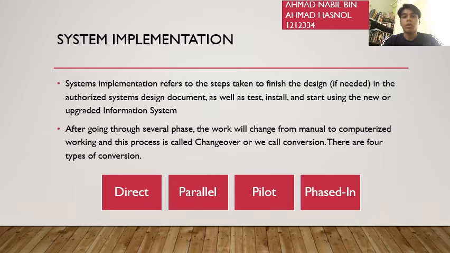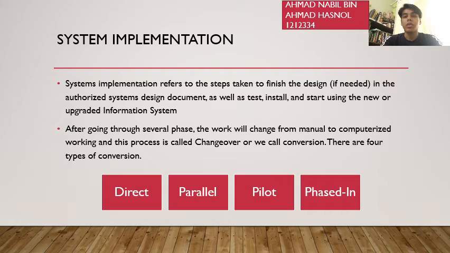Now we move on to system implementation. System implementation refers to the steps taken to finish the design, if needed, in the authorized system's design document, as well as to test, install, and start using the new or upgraded information system. It is the fifth main step in the development of system analysis and design.